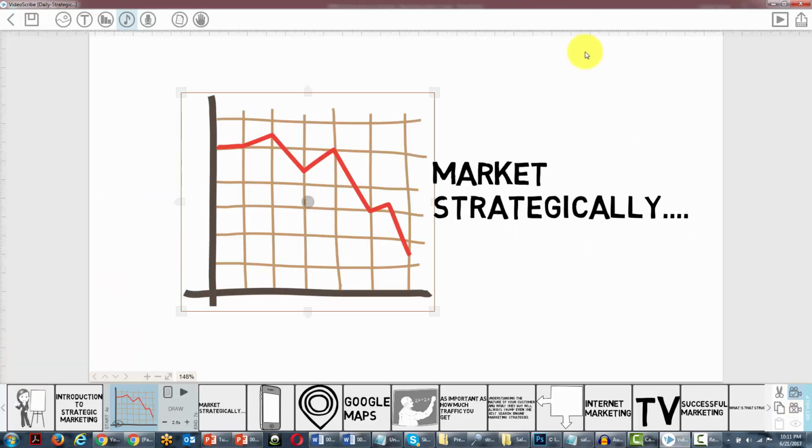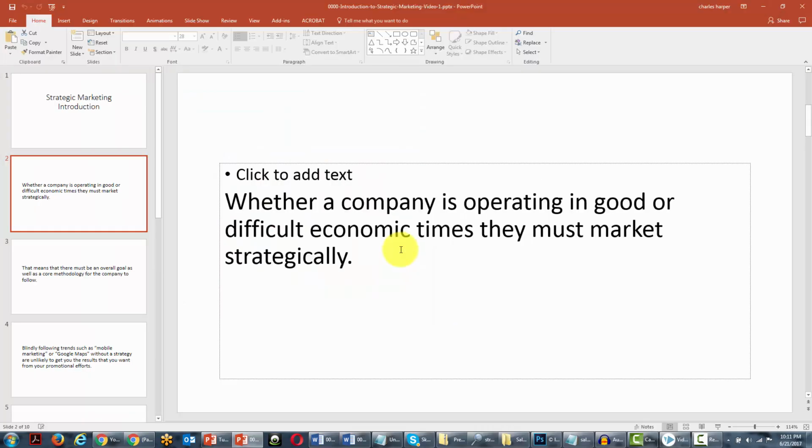Now you'll notice that this scene is called Market Strategically. And so that scene is represented by this slide. So that scene will actually play while this is being narrated. So we only chose one image. We only chose two words that we were going to represent.